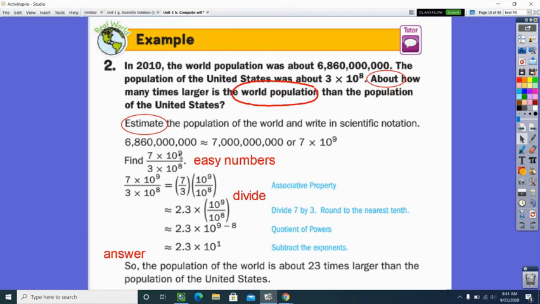This is the bigger thing. How many of the smaller fit in? That's a division problem. 7 divided by 3 is about 2.3. And 9 minus 8 is 1. So if you were to multiply this just to have its standard form, it's about 23 times larger. So the world population is about 23 times larger than the population of the United States.